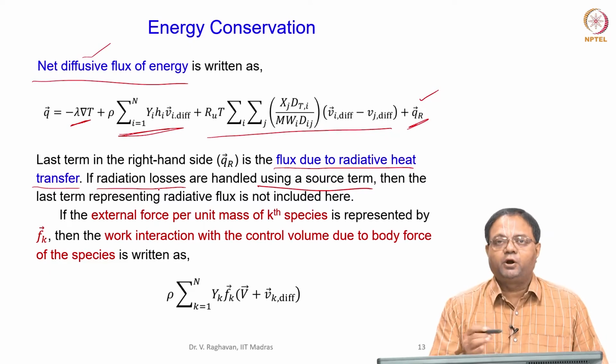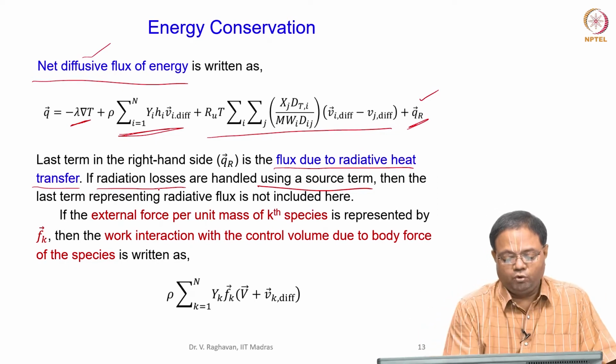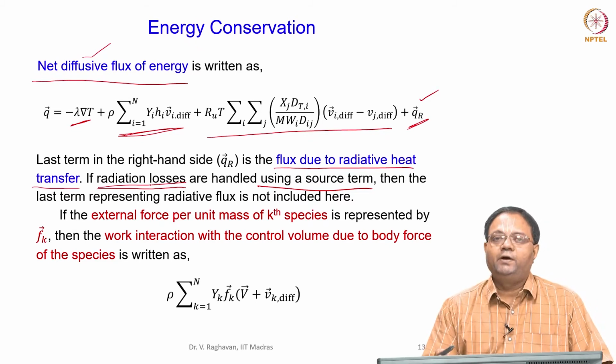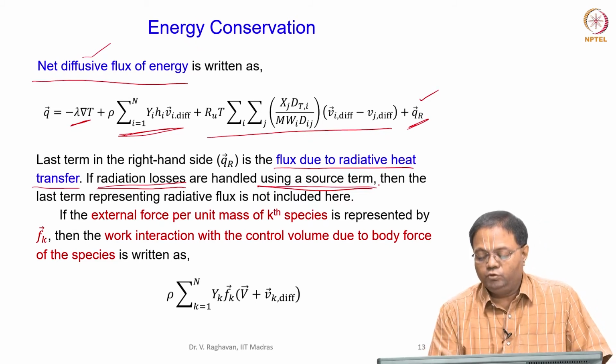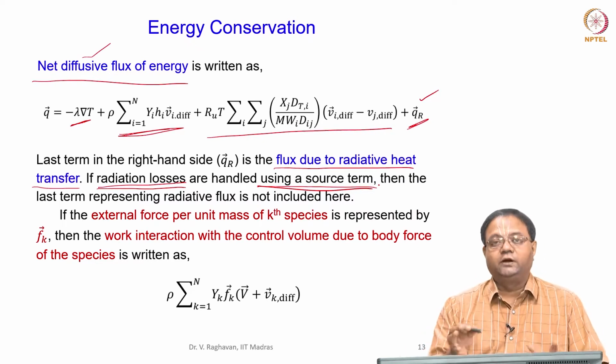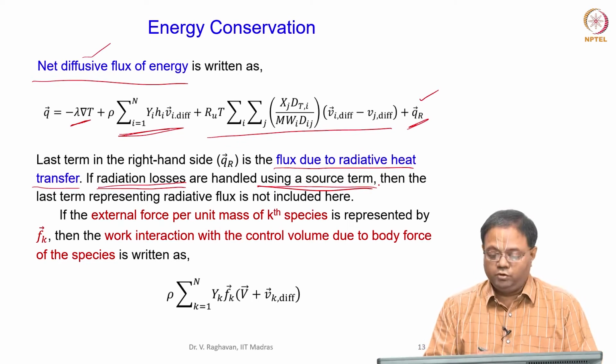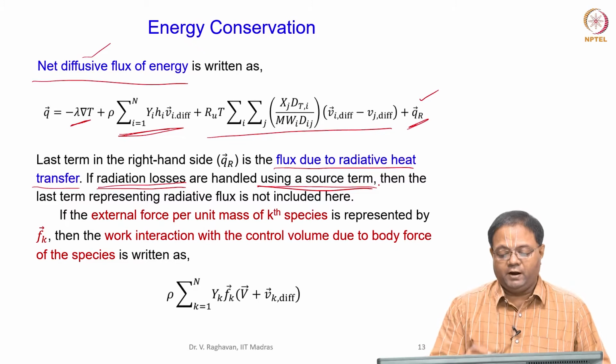Predominantly a flame loses its heat, because the high temperature area loses its heat to the surroundings. So, I say radiation losses can be handled by a source term. Source term means volumetric term, so that will not come here in the fluxes. Within the control volume, it will add as a sink or source. So, that will be the volumetric term that will be added.